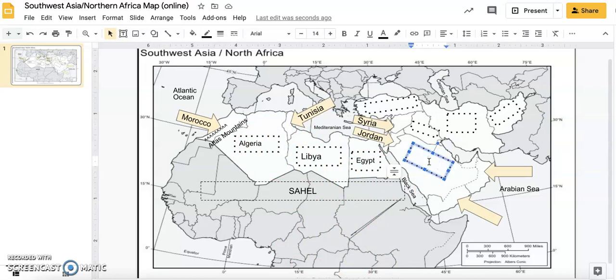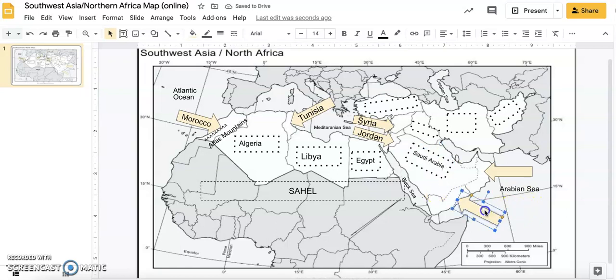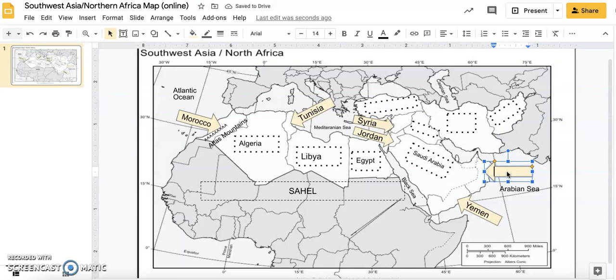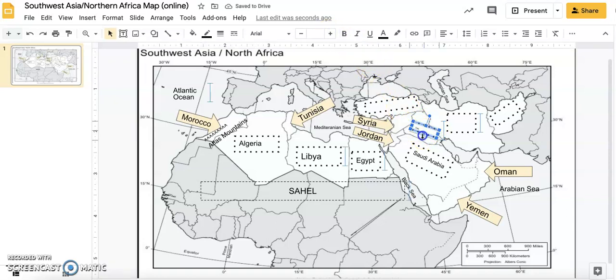Our next country here is going to be Saudi Arabia. Our next little arrow is going to be Yemen. Our next arrow up is going to be Oman. And then in these smaller boxes, we're going to have Iraq. Ooh, that is tiny. So we have Iraq.